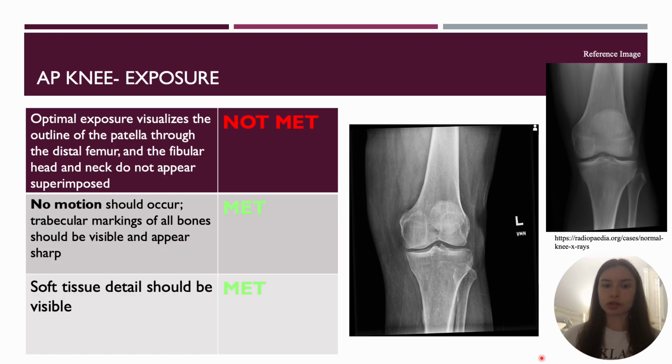Next we have exposure. So the first criteria is optimal exposure visualizes the outline of the patella through the distal femur and the fibular head and neck do not appear superimposed.